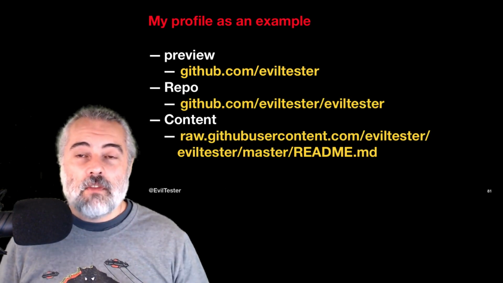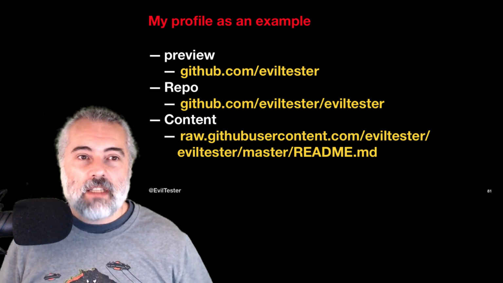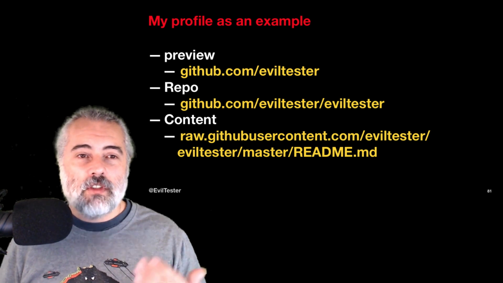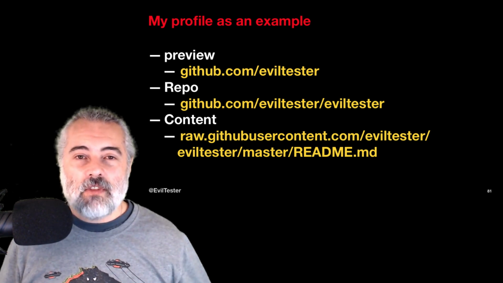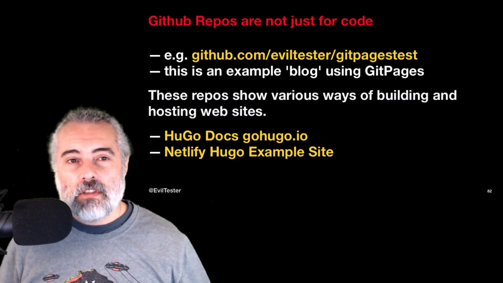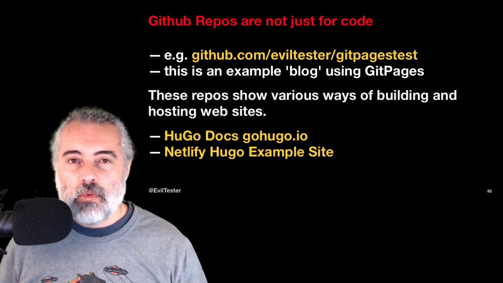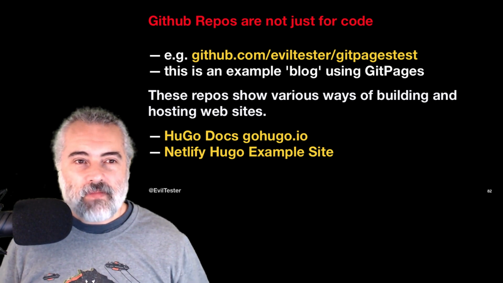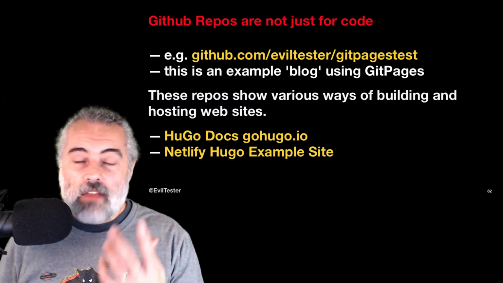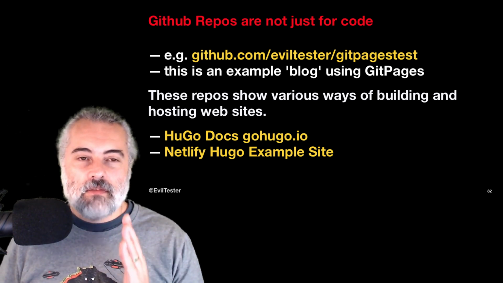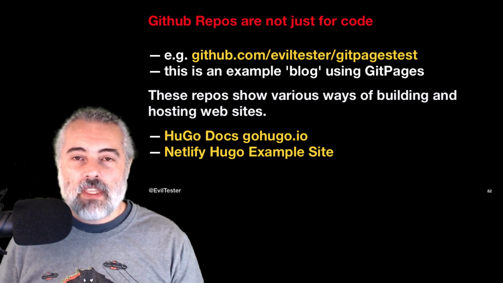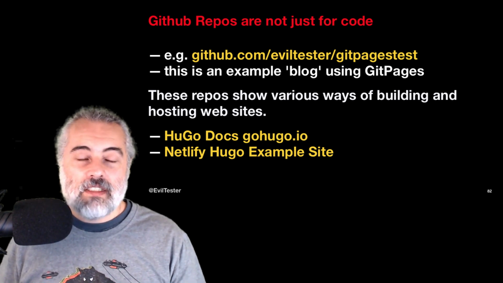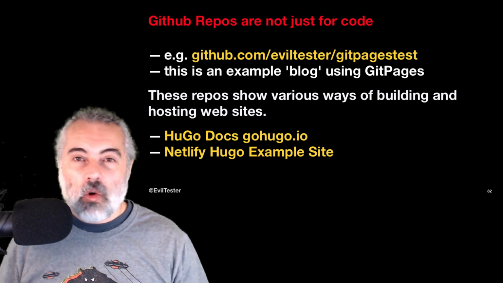And if you want to look at some examples, you can look at mine. These are all the links to my preview, the repo where that preview is stored, and the actual content for that repo, because repos are not just for code, right? We're not just open sourcing code here. We're open sourcing our information. And I've got an example. EvilTester/GitPages test is an example blog, which is hosted on GitPages. So you can see how to host a website on GitHub.